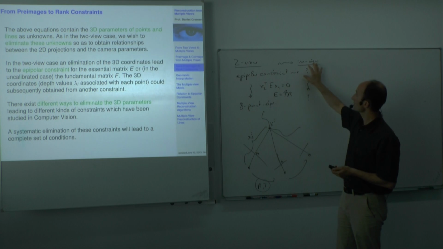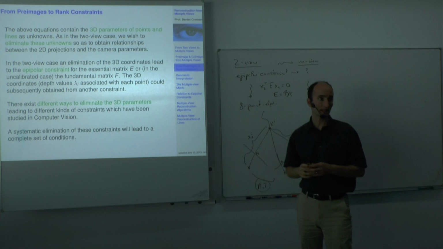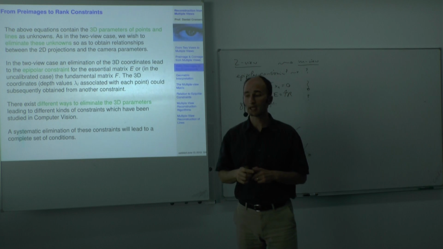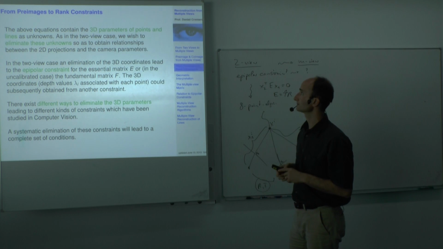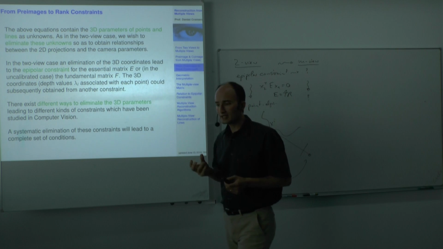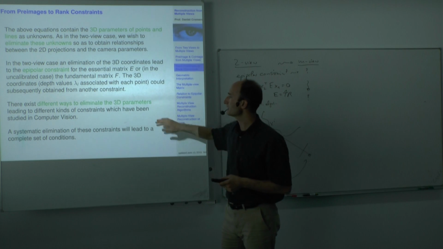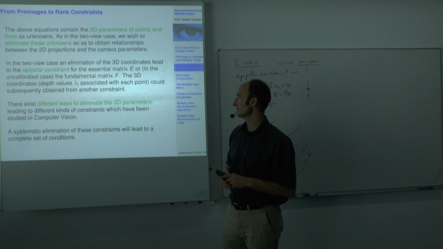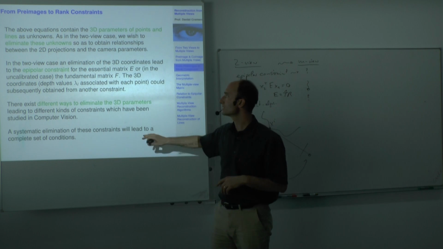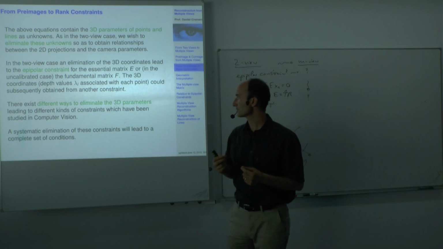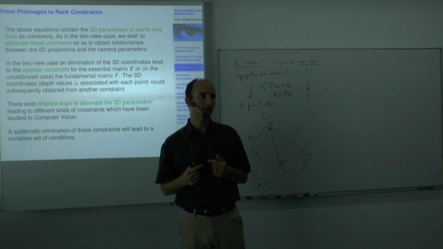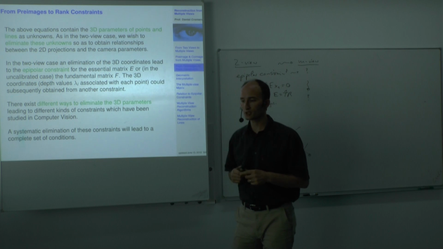And the question is, can we do similar things in the multiview setting? And it turns out that yes, we can. And there are different ways to get these constraints, and they've been studied in various papers in computer vision, and then the goal is to eliminate these constraints systematically. And that leads to a complete set of conditions, and then we can use these conditions for estimating the camera motion.